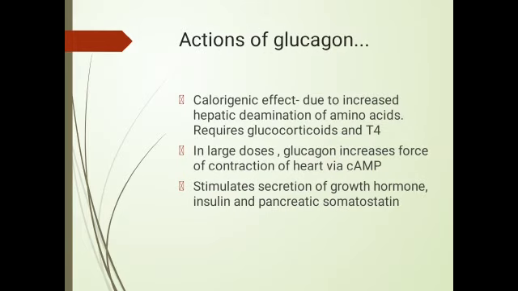Other actions of glucagon include a calorigenic effect, that is, it produces metabolic heat due to increased hepatic deamination of amino acids. For this action it requires glucocorticoids and thyroid hormones. In large doses, glucagon increases the force of contraction of the heart via cyclic AMP. Glucagon also stimulates the secretion of growth hormone, insulin and pancreatic somatostatin.